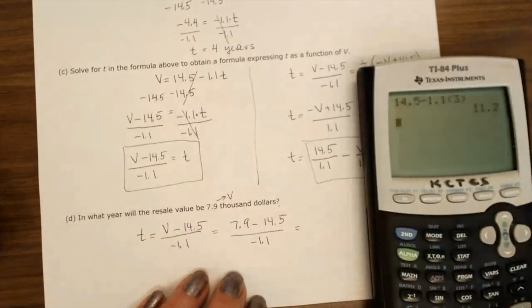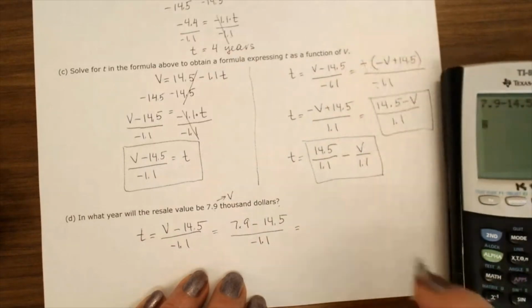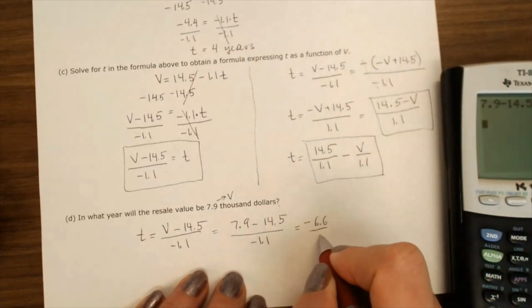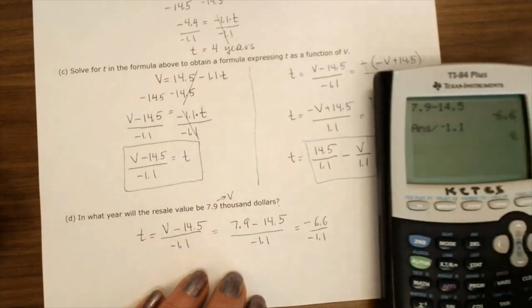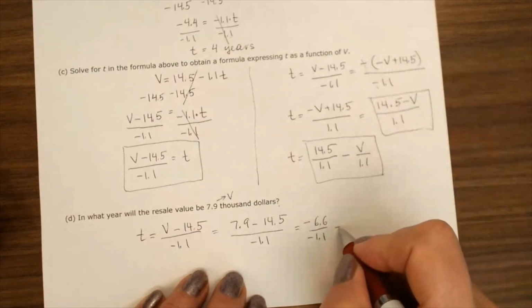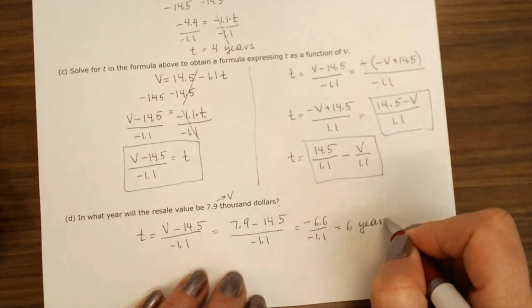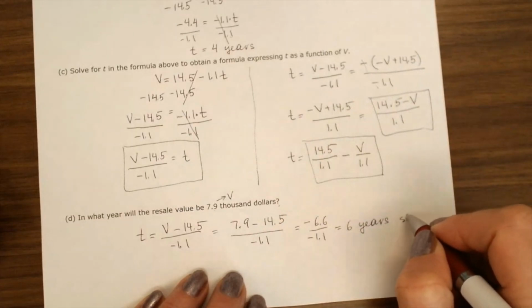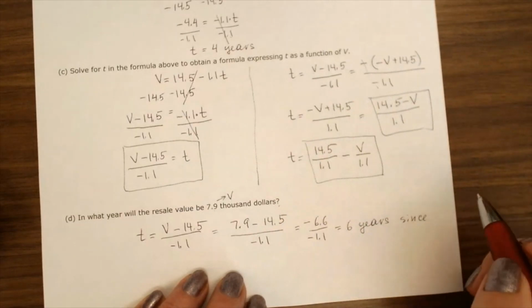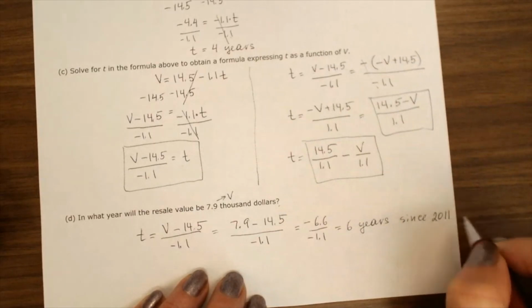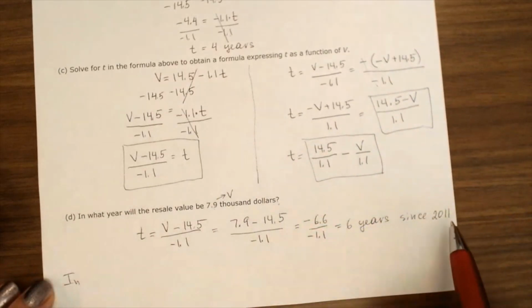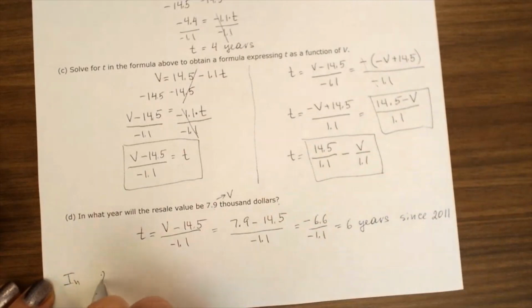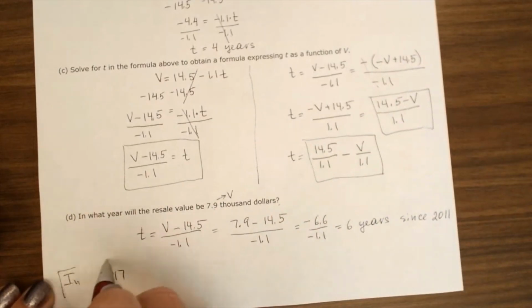7.9 minus 14.5, let me calculate. It will be negative 6.6 over negative 1.1. And my answer is 6 years since 2011. And they said in what year, so you have to say in 2011 plus 6, it will be 2017. And this will be your final answer.